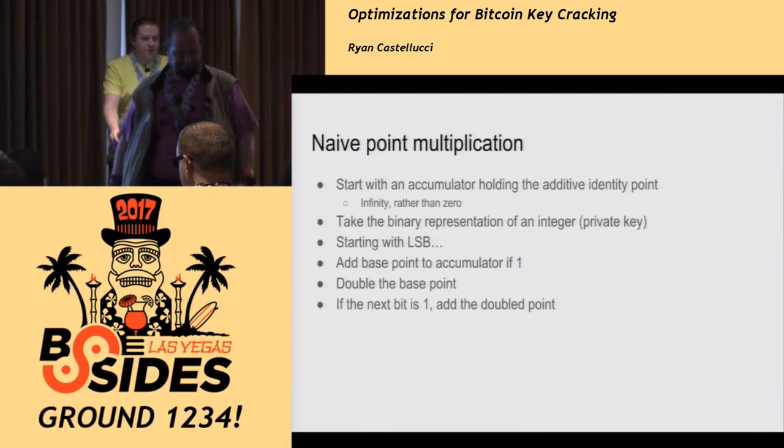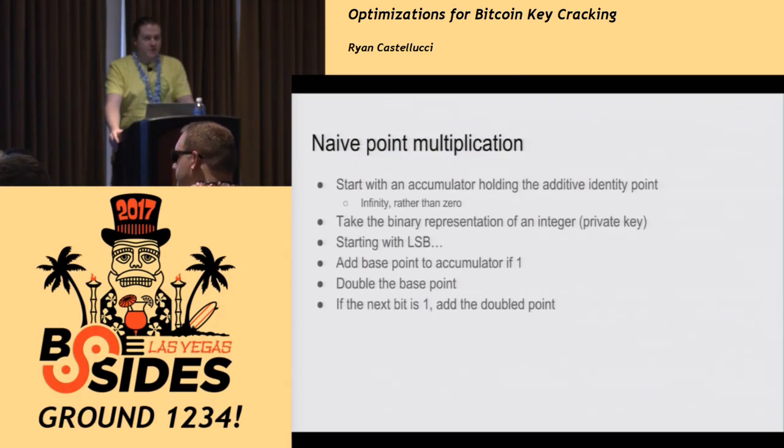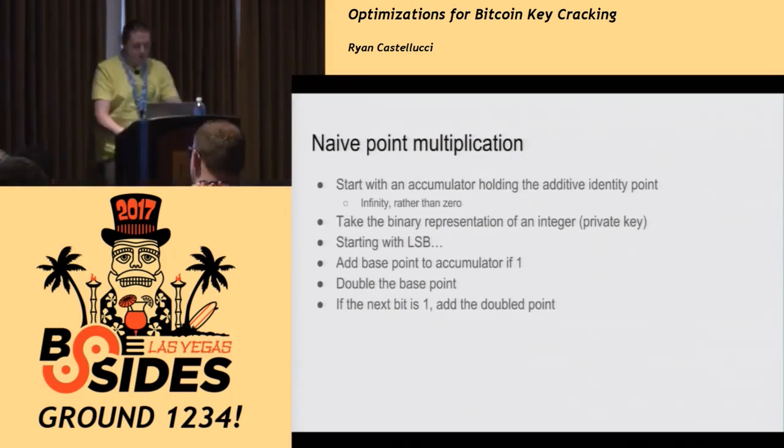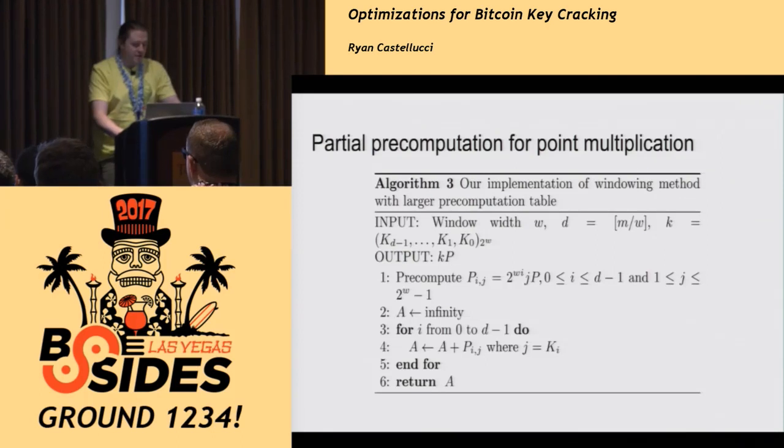Right, so you start out with the base point. You add it to an accumulator. If your bit is 1, double it. If the next bit is 1, you add again, and so forth. This is pretty standard. But this can be made a lot faster with a partial pre-computation.